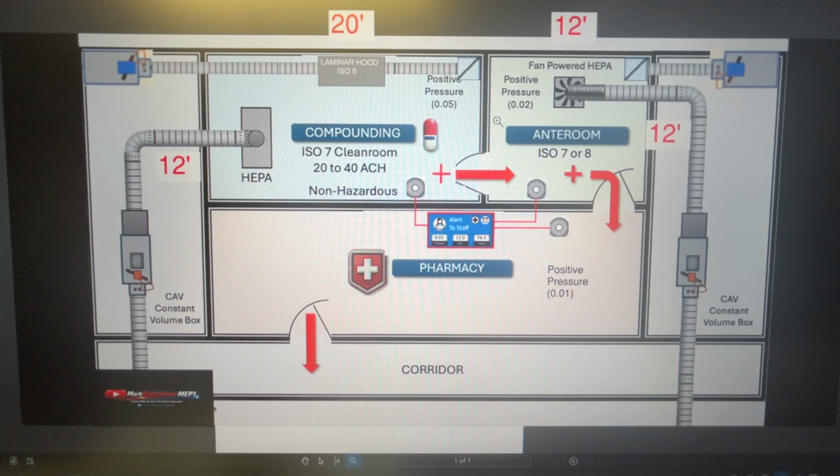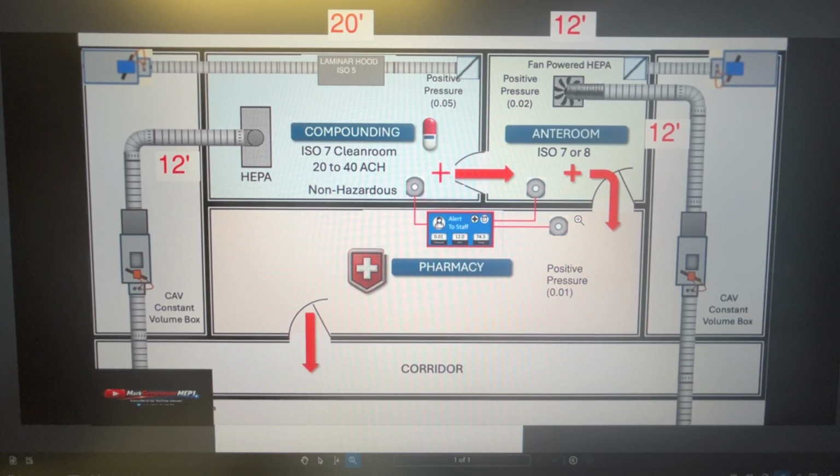The ante room. This is where the pharmacists get gowned up to move into the clean room to prepare the medications. And then you also have the pharmacy area here, which is where everything gets packaged up to be sent to the patient bedside.